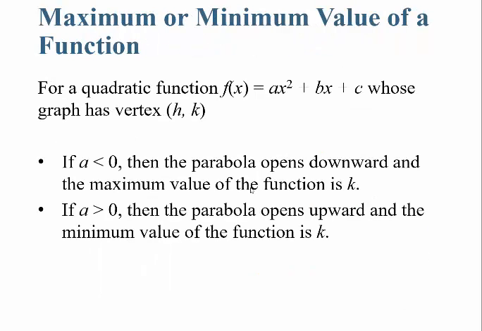For a quadratic function like this, which has vertex (h, k), if the value of a is less than 0, a negative number, the parabola opens downward and the maximum value is the y value of the vertex. If a is greater than 0, then the parabola opens upward and the minimum value of the function is the k value of the vertex.